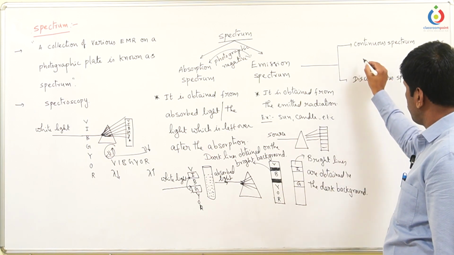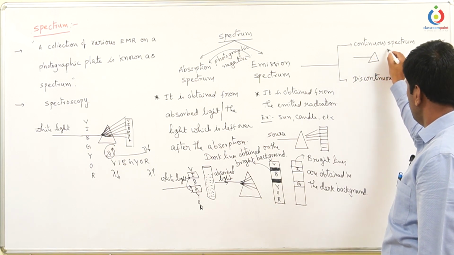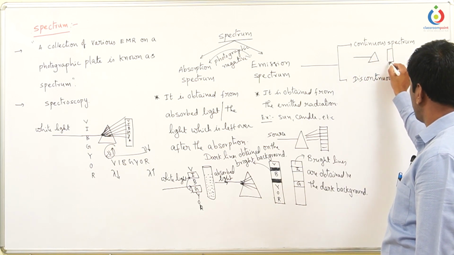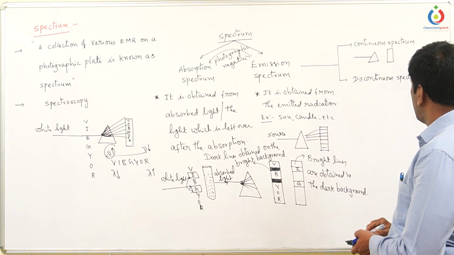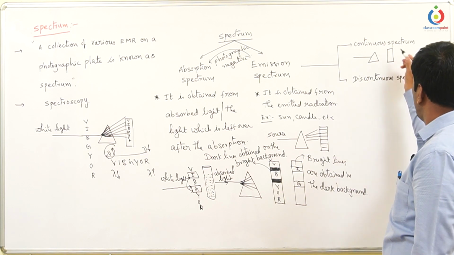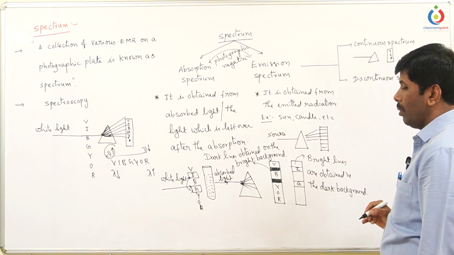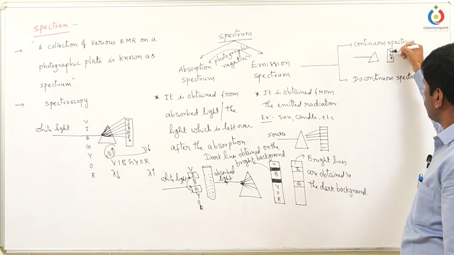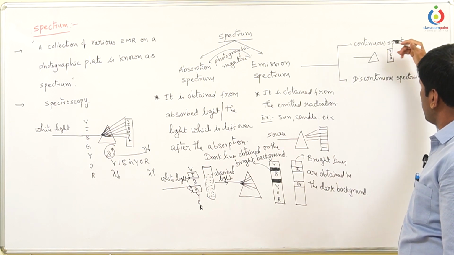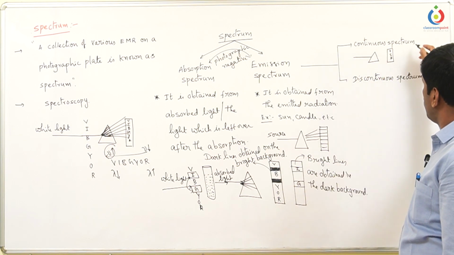So continuous spectrum means when the light is passed through the prism, whatever lines are obtained on the photographic plate, like in VIBGR. In the case of VIBGR, we cannot separate the violet color from the indigo color, from the blue color, and so on. Why? Because they almost merged with each other. So when the spectral lines are obtained by merging one radiation with another radiation, it is known as the continuous spectrum.